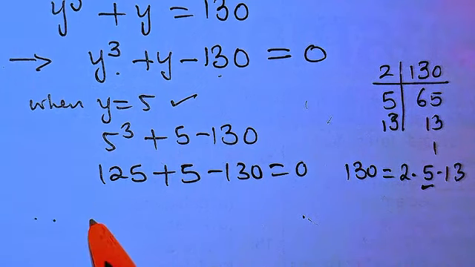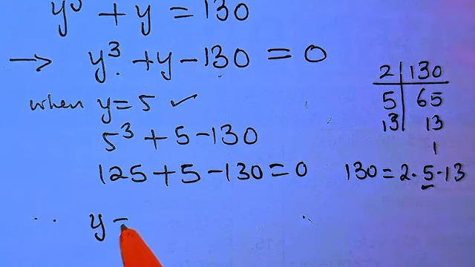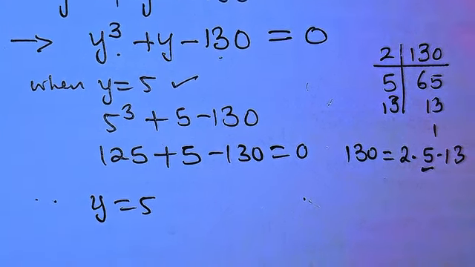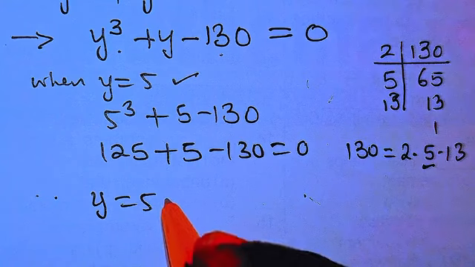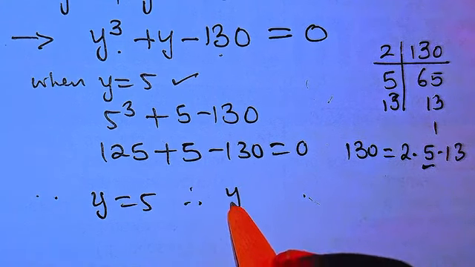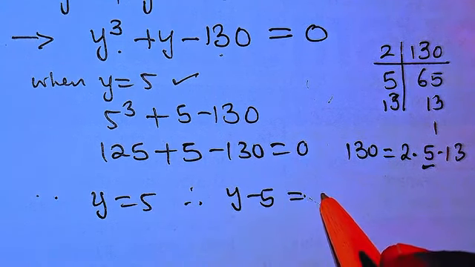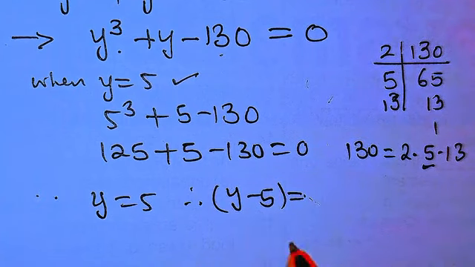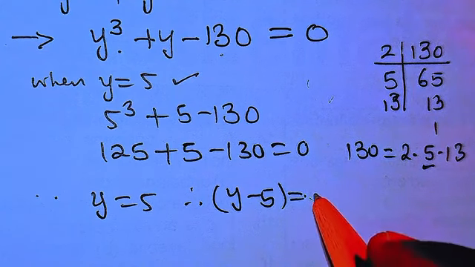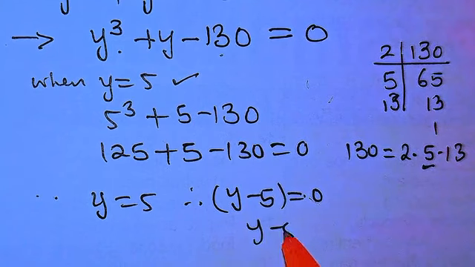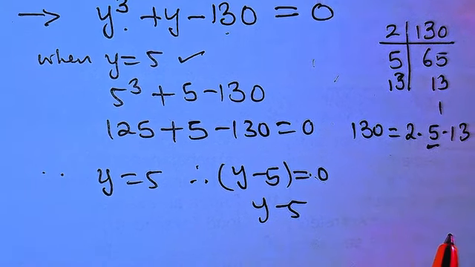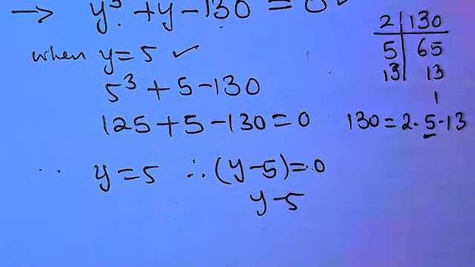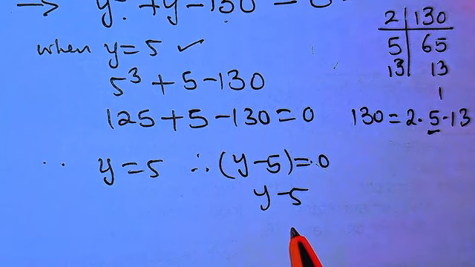So which shows that if y equals 5 gives us this, it shows that y minus 5 is a factor. Do you understand now? y minus 5 is a factor. So that is y minus 5. So when we say y minus 5 is a factor of this equation, it doesn't mean we should stop here.